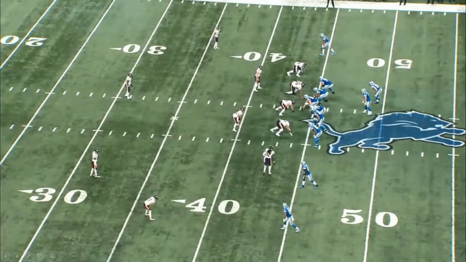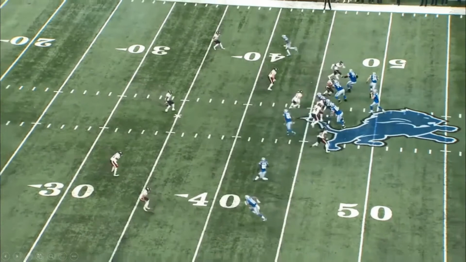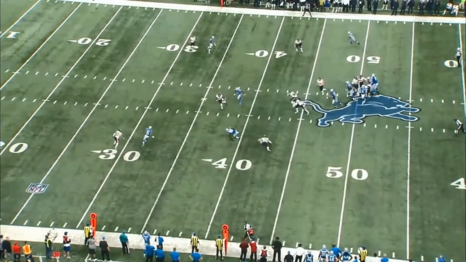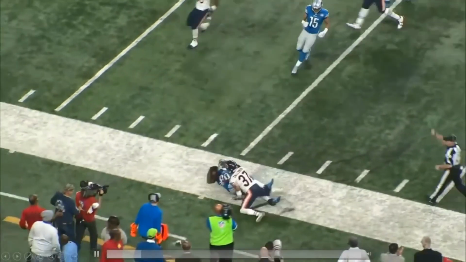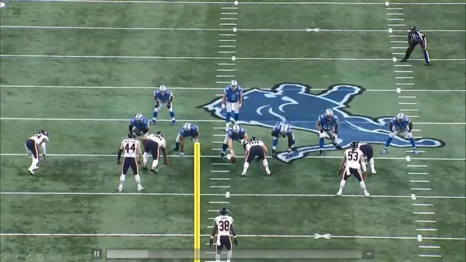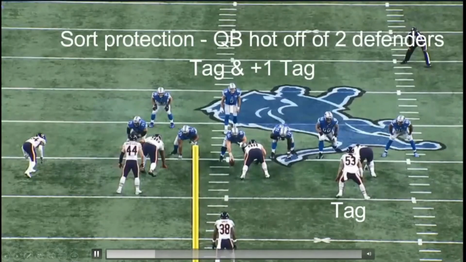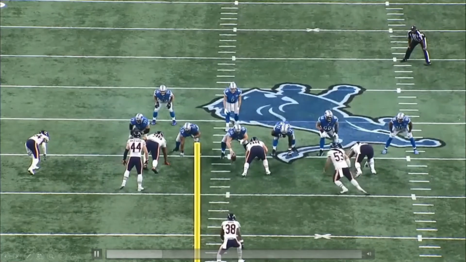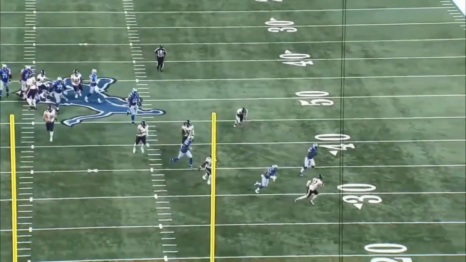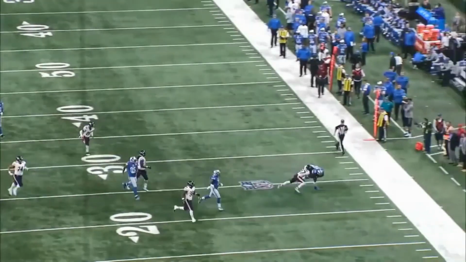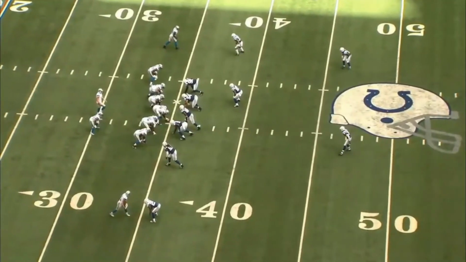So here's some examples of the quarterback hot. This is a scan protection with the back. He is not going across the field and blocking the opposite outside linebacker. He's just staying on his side. So as you can see, the quarterback's hot off both the Mike and +1. They both come. The wide receiver ran the hot adjustment, and we got a decent play.